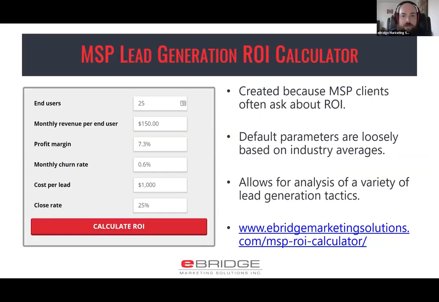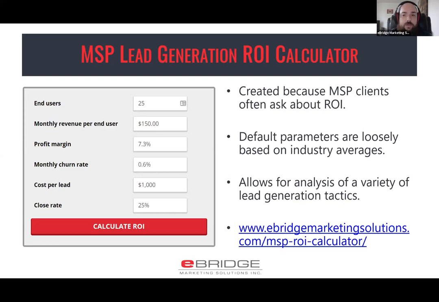I mentioned that we created an ROI calculator, and here on the left-hand side of this screen is a screenshot of the calculator. The way it works is there are 6 fields that you need to input information for, and you simply click the Calculate ROI button. The default parameters pre-populated in the calculator, if you go onto the page right now, are all parameters that we came up with, which are loose approximations for what would be a normal amount for an MSP. End users, our default amount here is 25. Obviously it can vary wildly depending on the MSP, but that's in the right normal range. Monthly revenue per end user, 150 is pretty normal for MSPs. Again, it ranges, and larger MSPs offering more services are going to be higher in that regard.